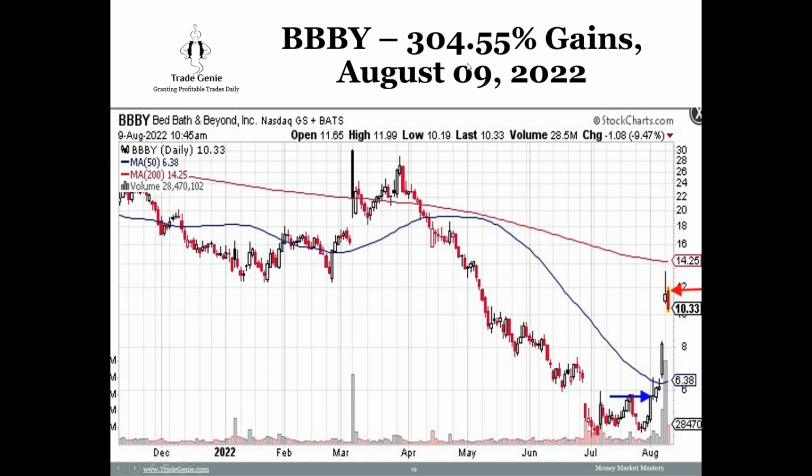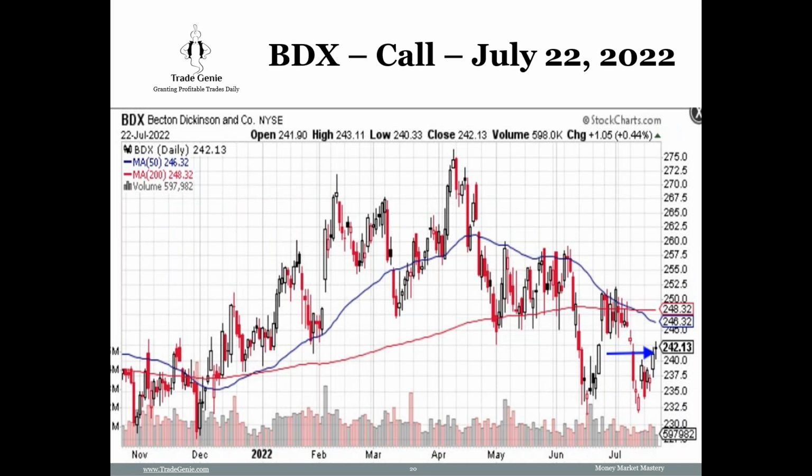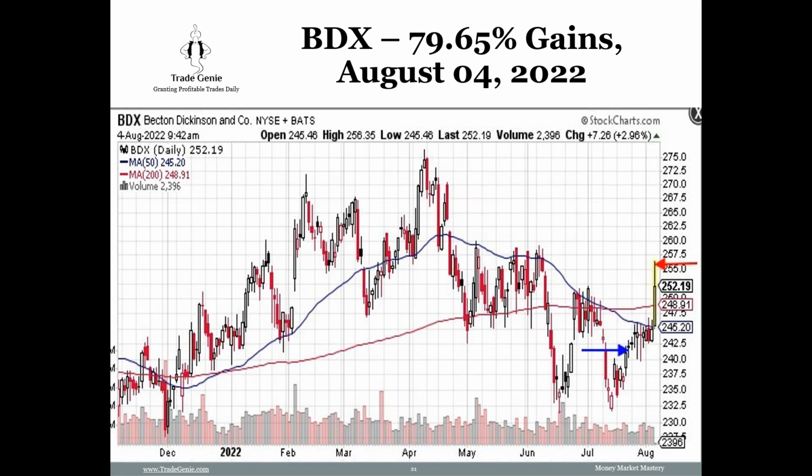So 304% gain. BDX. BDX is a very choppy chart, but I entered BDX at 242 on July 22, and I had to wait for the exit. BDX entered here, it just did nothing. Pulled back to the entry price, went up, pulled back, and then moved up. This move was an exit into the resistance. This is the resistance level here. This range is resistance level. This level is a resistance level. So on this big up move, you exit, make 79.